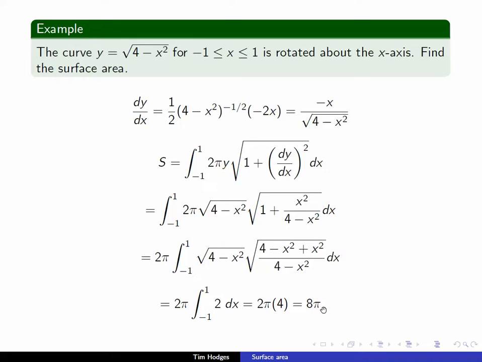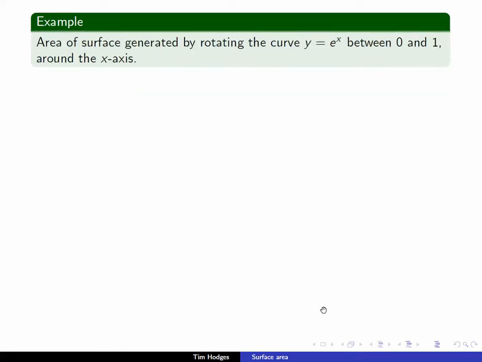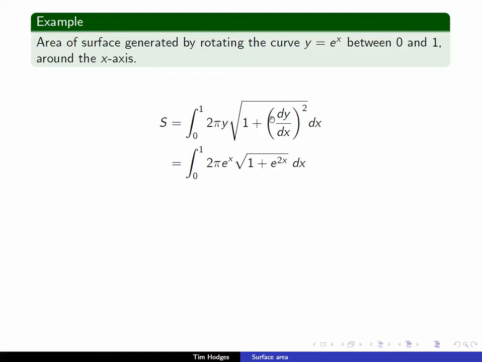Let's have a look at another example, this time a little bit more complicated. Let's look at what happens when we rotate the curve y equals e to the x between 0 and 1 around the x-axis. Again, a fairly straightforward example. But unfortunately, as we shall see, the calculations become pretty tricky.